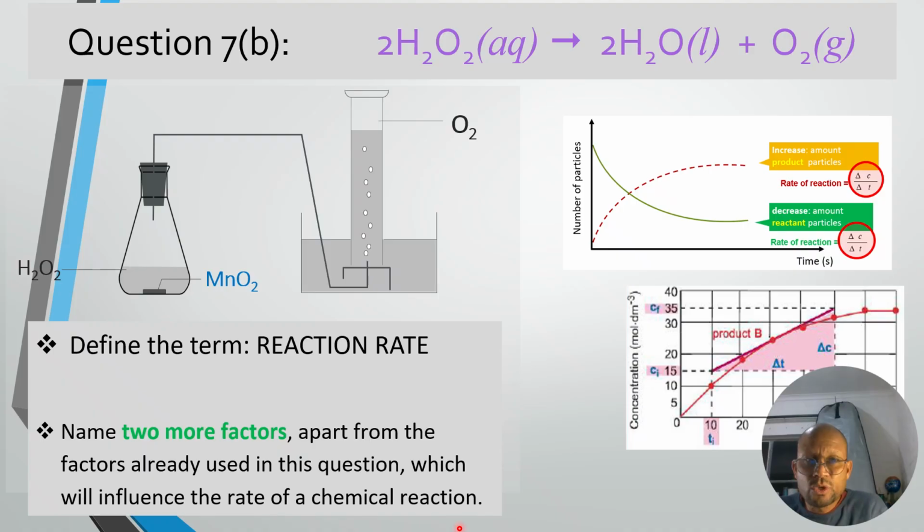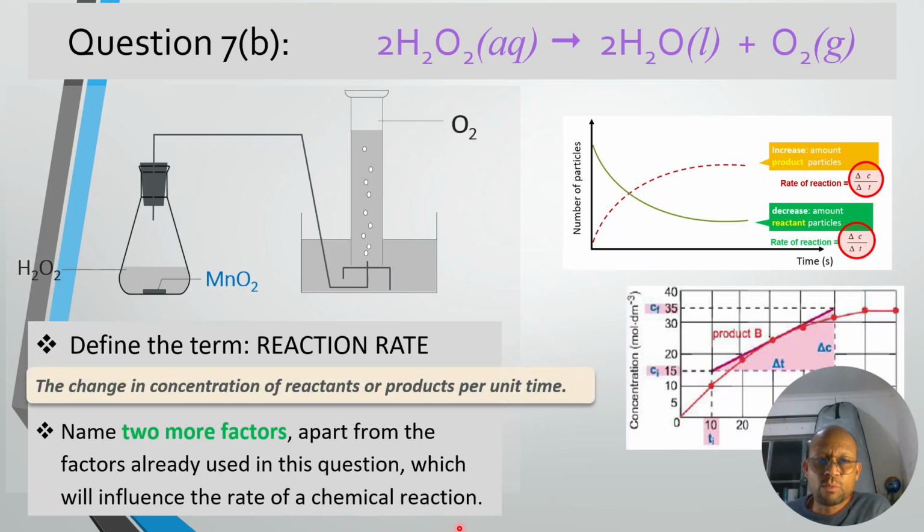Okay, the first question here is define the term reaction rate. I think that one is fairly easy, and you all should get that one correct. That is the change in concentration of reactants or products per unit time. In this definition, you must mention concentration of the reactants, and you must mention products. And don't forget per unit time.